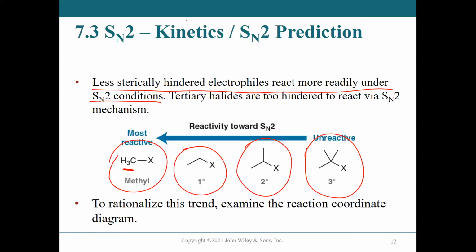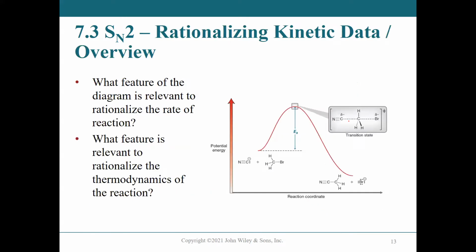To rationalize this trend, we examine the reaction coordinate diagram. That's what we will see here right now. How fast a reaction moves really depends on the activation energy. The activation energy starts increasing as you increase the branching of the substrate. What feature of the diagram is relevant to rationalize the reaction rate? The activation energy. That's how I can tell if a reaction is fast or slow.